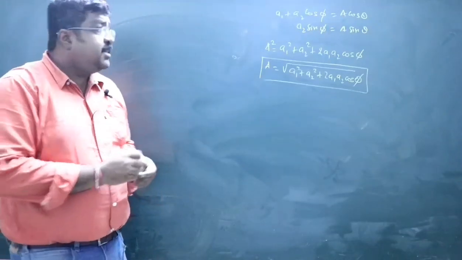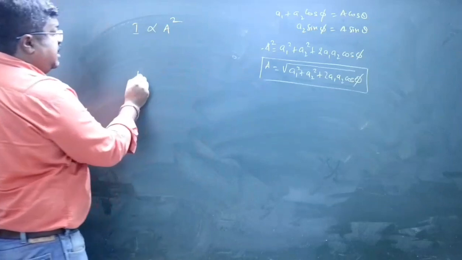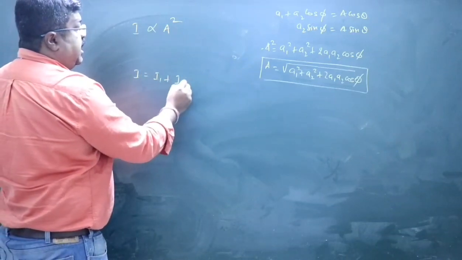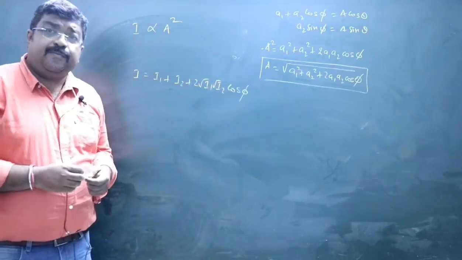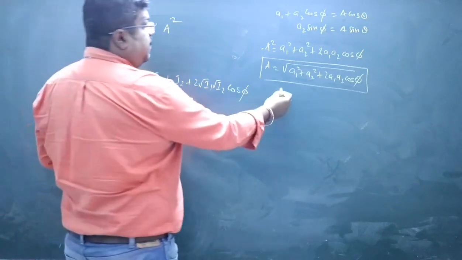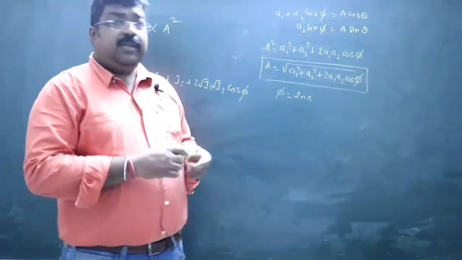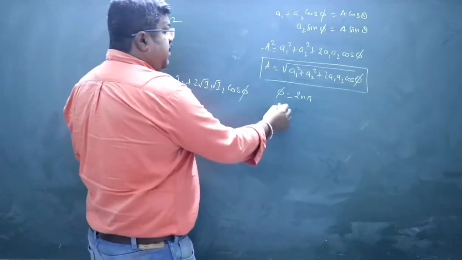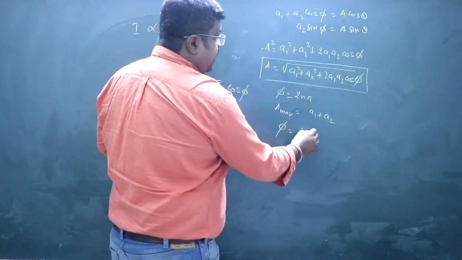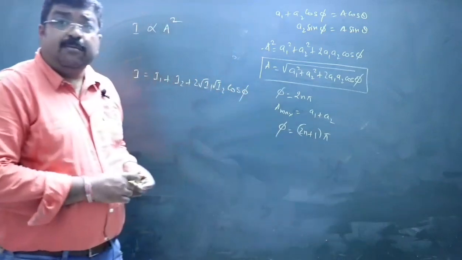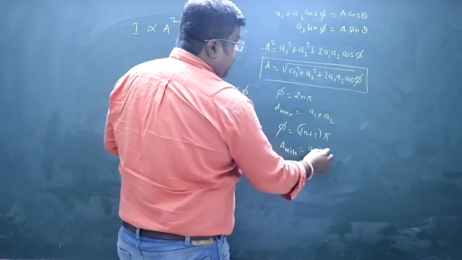Now we know that intensity I is proportional to amplitude squared. In that case this expression can be written as I is equal to I1 plus I2 plus 2 root I1 root I2 cos phi. Now, as we have seen, when phi is equal to twice n pi, this amplitude is going to acquire a maximum value. What will be the maximum value? A max will be equal to A1 plus A2. Similarly, when phi is equal to twice n plus 1 into pi, an odd multiple of pi, cos phi will be minus 1. So this amplitude will be minimum, equal to A1 minus A2.